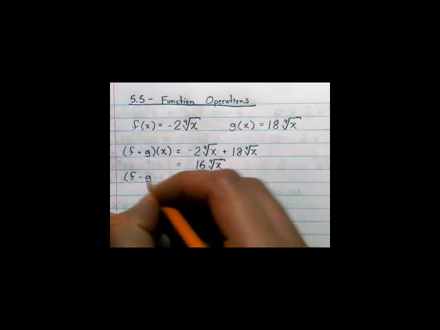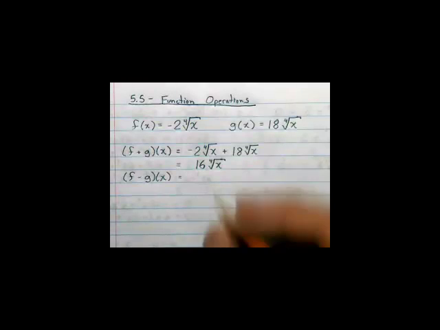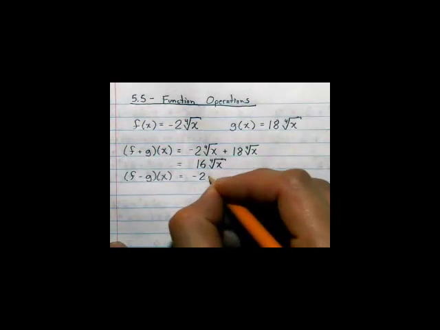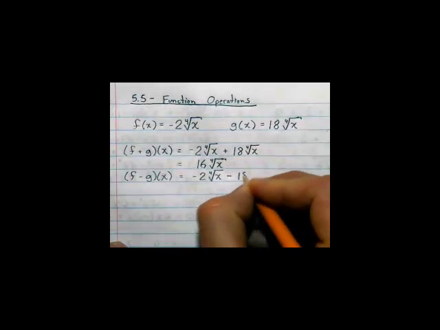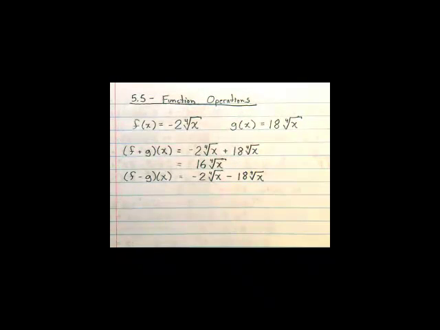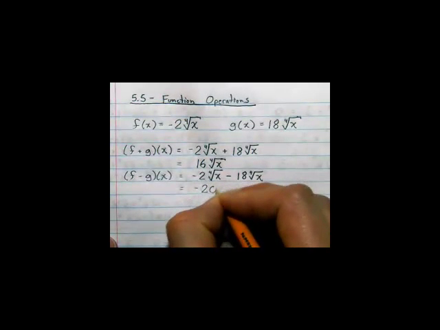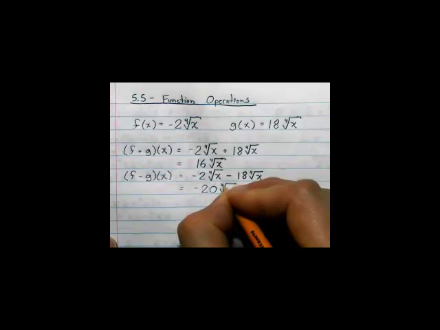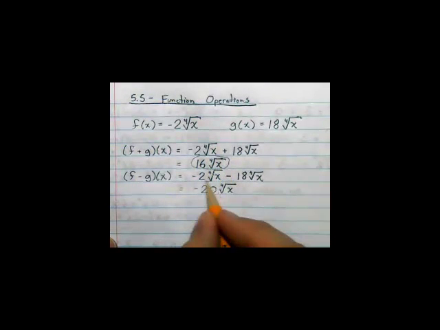Subtraction works very much the same way. Just take those same two, and I'm going to subtract them now instead of add them. So -2 fourth root of x minus 18 would be -20 fourth root of x. Yeah, good. All right, so this was f plus g of x. This is f minus g of x.